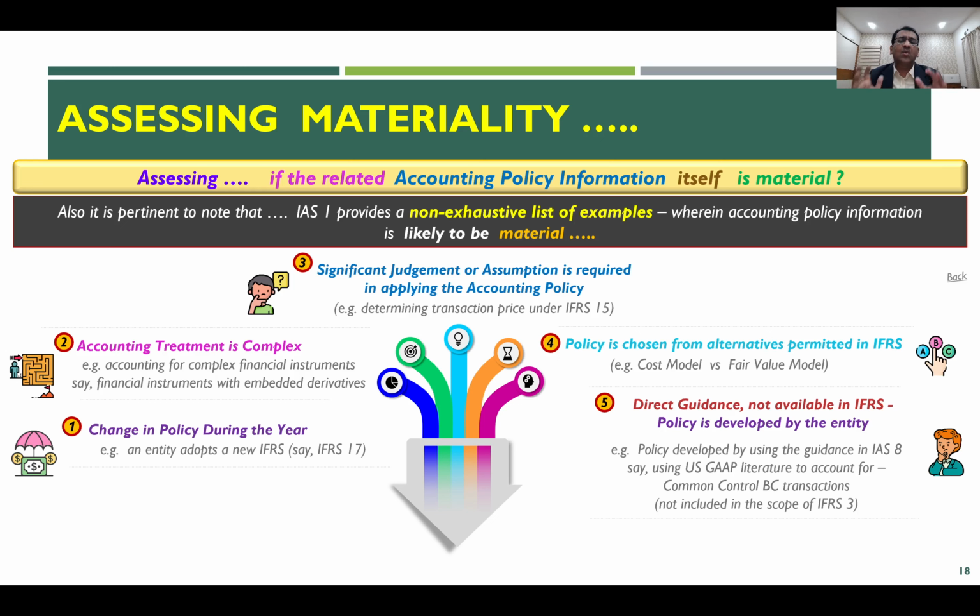So net, what the standard tells you is that in these circumstances, it is most likely, it is possible, that the accounting policy information becomes material and then you will have to disclose that.